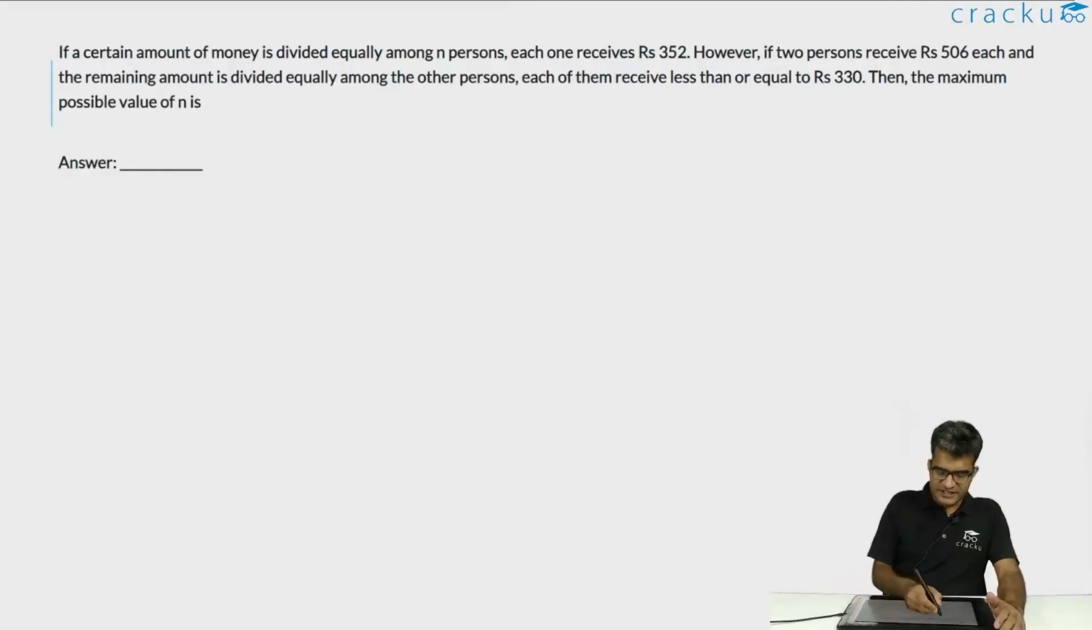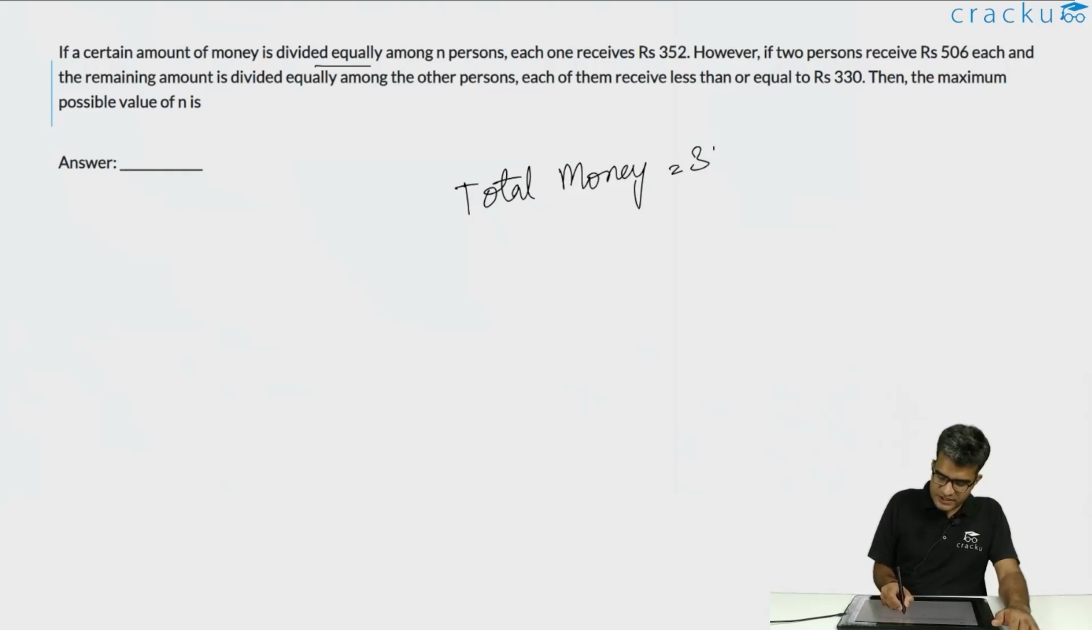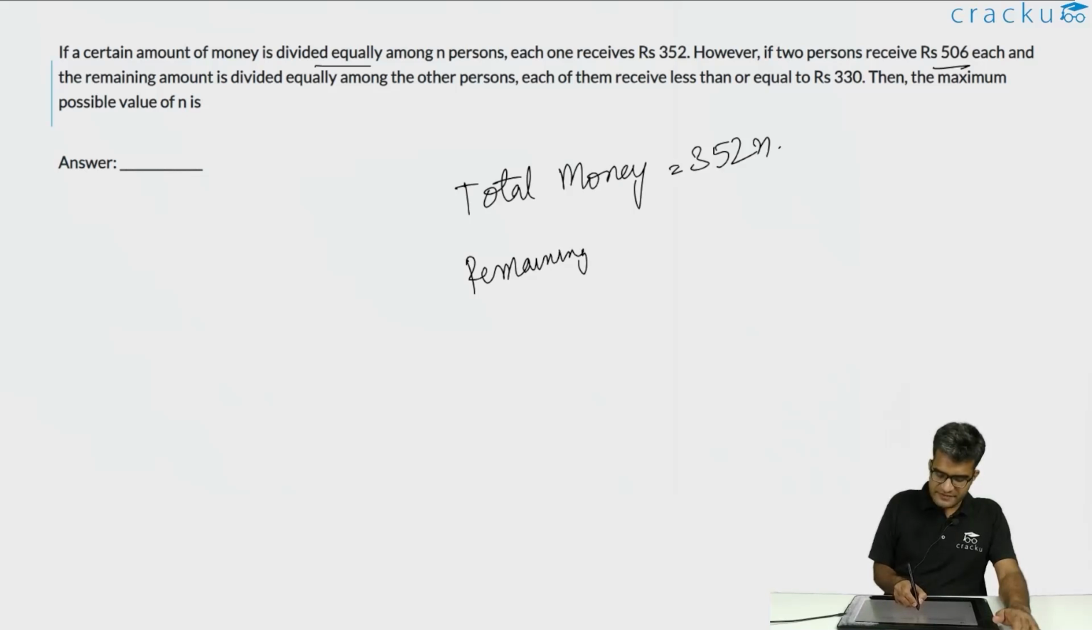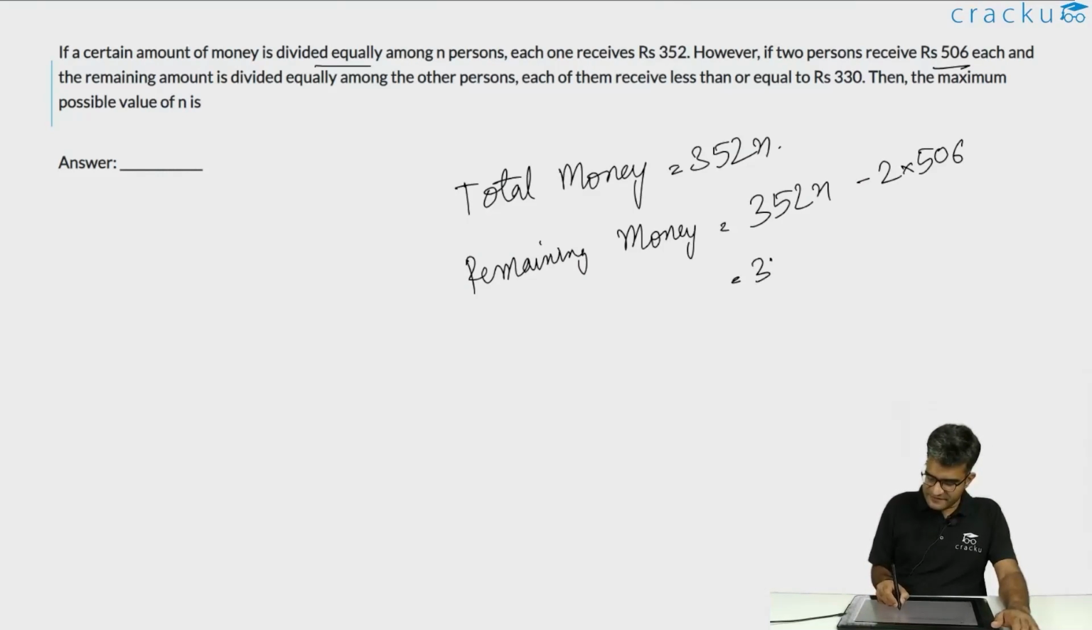In this question, we are told that there is a certain amount of money. When it is divided equally among n people, everyone receives 352 rupees. So the total money that is there is equal to 352n. Now out of these, 2 people receive 506 each. What is the remaining money? The remaining money is equal to 352n minus 2 times 506, which is equal to 352n minus 1012.